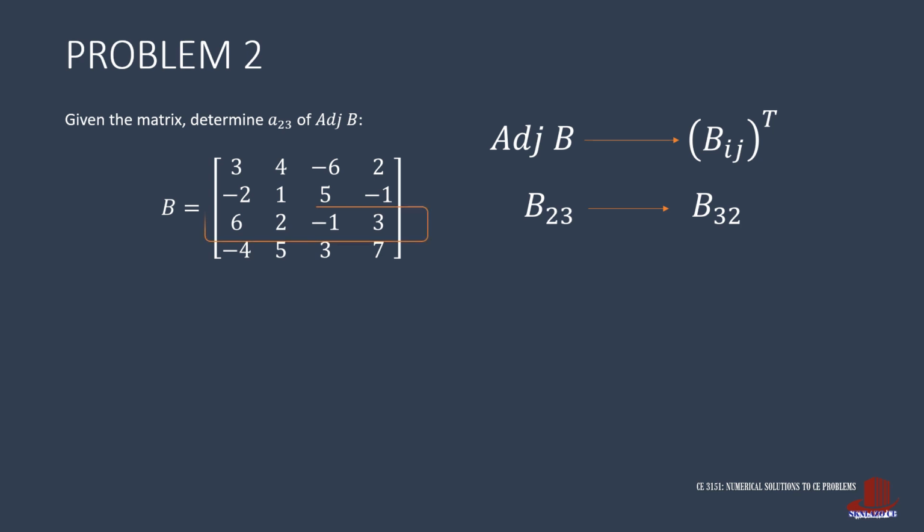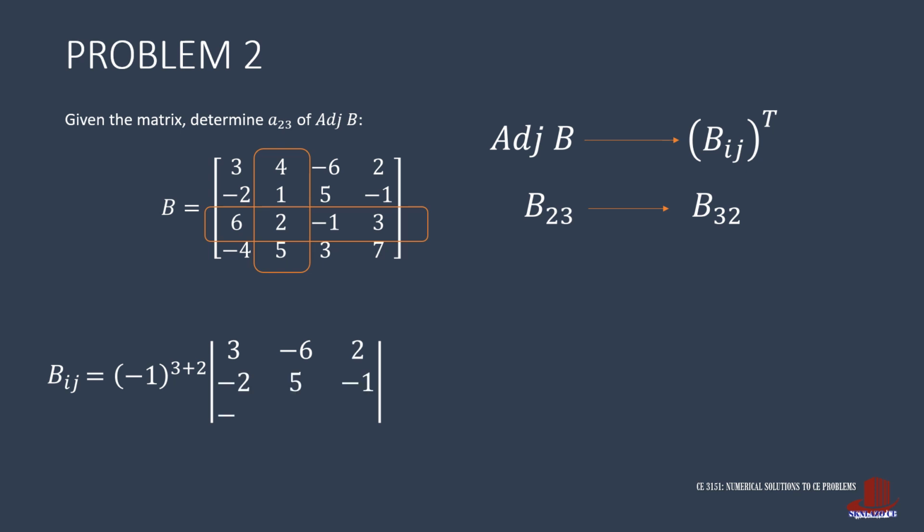With B32, focus on the third row and the second column. Then proceed to cofactor, which starts with the scalar negative 1 raised to the third row plus the second column, or simply raised to 5. Attach the remaining elements, which form a 3 by 3 matrix. And since we have a small sized matrix now, we can use Sarrus rule. So continue by mirroring the first two columns.